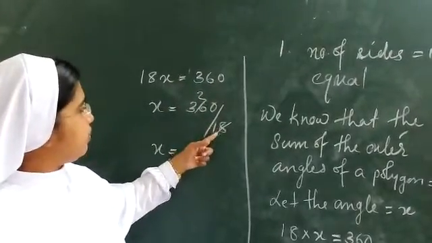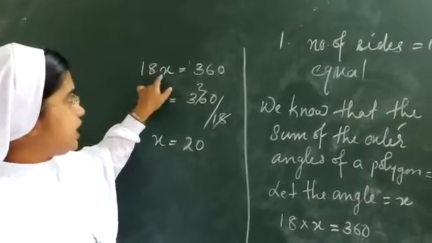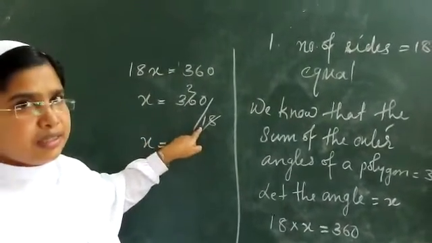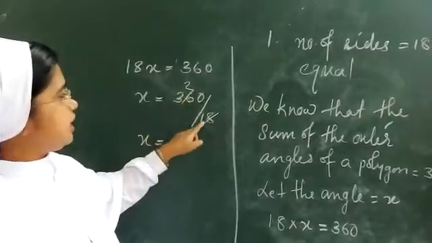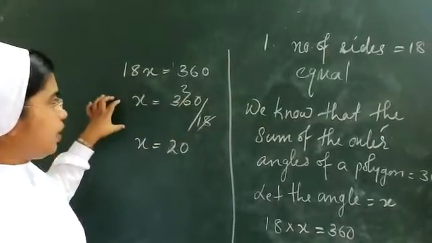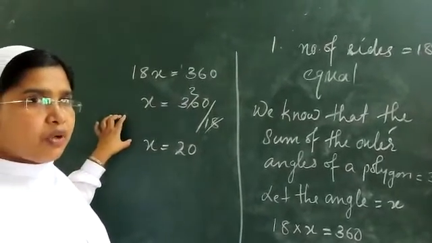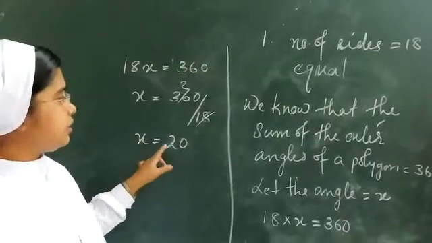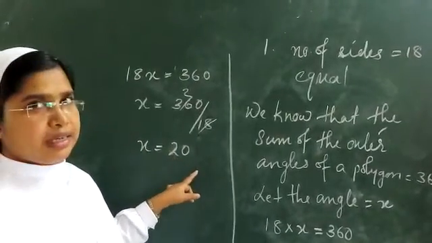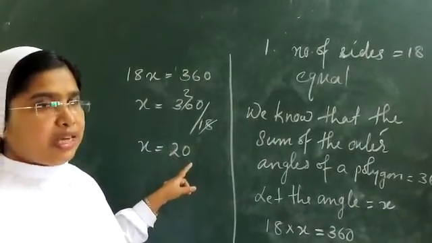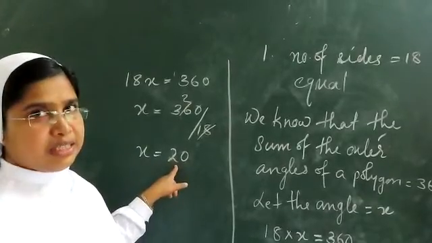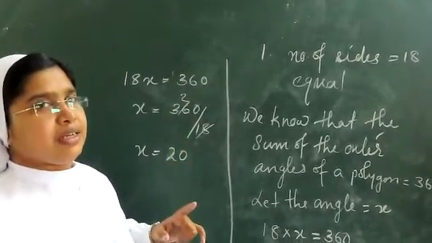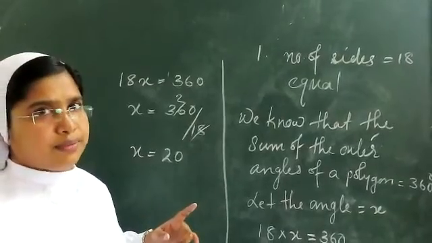How did this division come? Because it is 18x, 18 into x, so when it moves to the other side, it becomes division: 360 divided by 18. In this part we are applying the chapter on equations that we have studied. Therefore, x is equal to 20. What is x? The angle. So each angle is 20 degrees, because it is said that they are all equal.